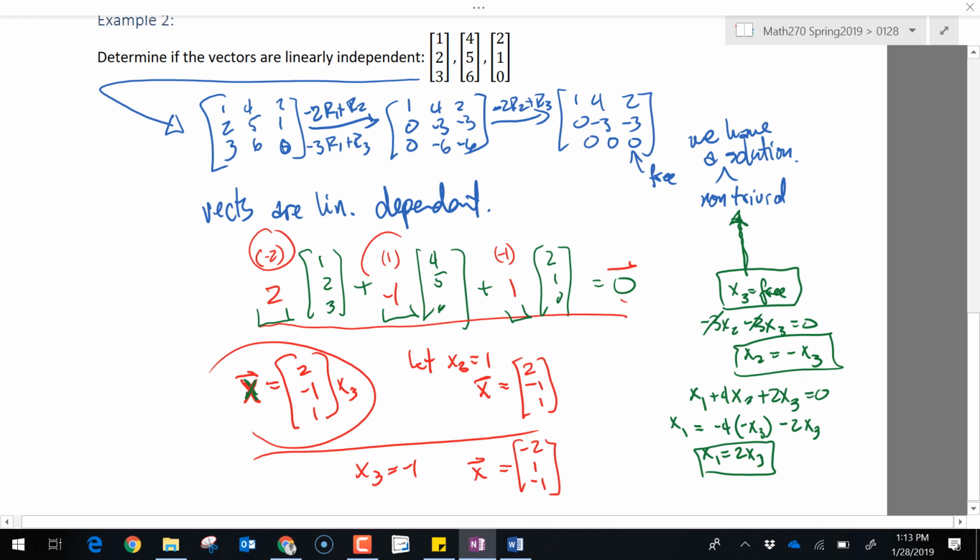So regardless of what the solutions are, because we have an infinite number of solutions here, we can have a variety of different combinations of x1, x2, and x3 that would get this to equal 0. Bottom line, these vectors are not linearly independent. Okay? Questions?